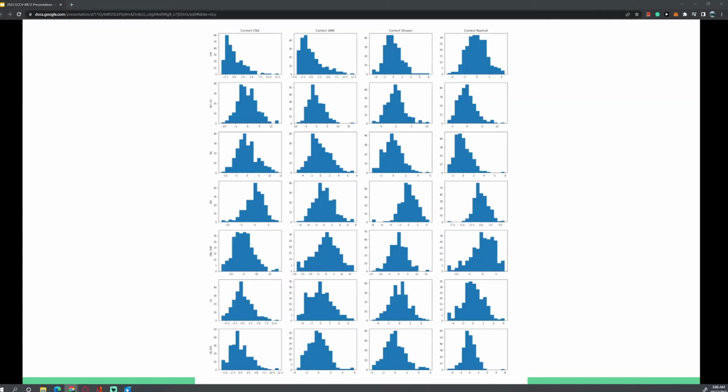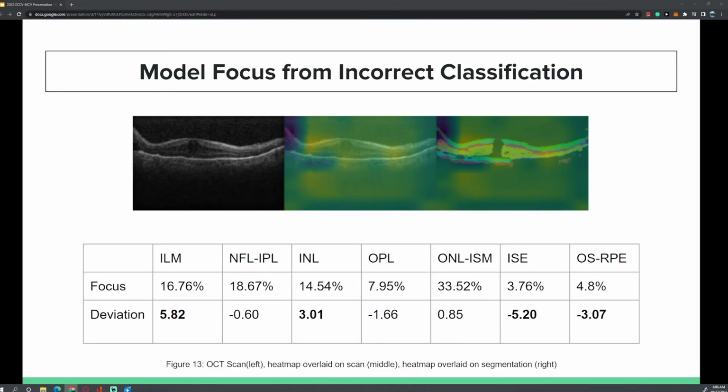Here we show that these values are normally distributed. Essentially, you're most likely to get a value near the mean, and as you go further away, the chance of that being the value in a correct classification is much lower. And if we look at an incorrect classification here, we can see that these four layers have very significant deviation, making this prediction very statistically suspicious.